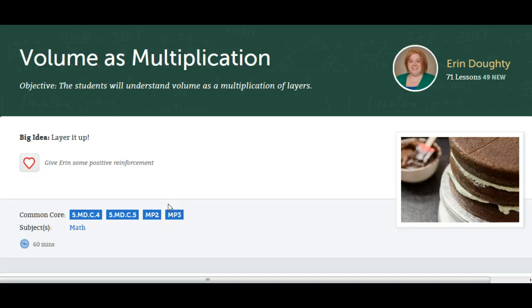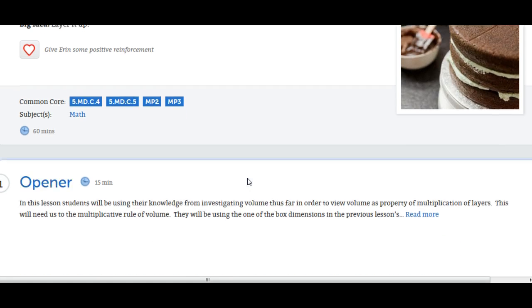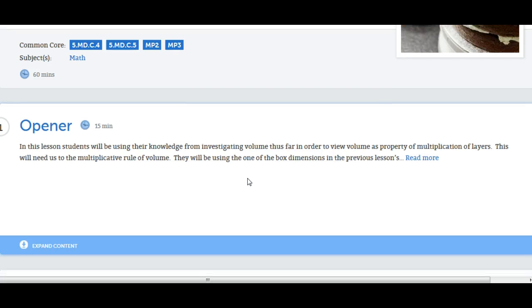This is an overview of Lesson 8, Volume as Multiplication, where the students will understand volume as multiplication of layers. So this builds upon our previous lesson where we were looking at multiplication or volume with addition.